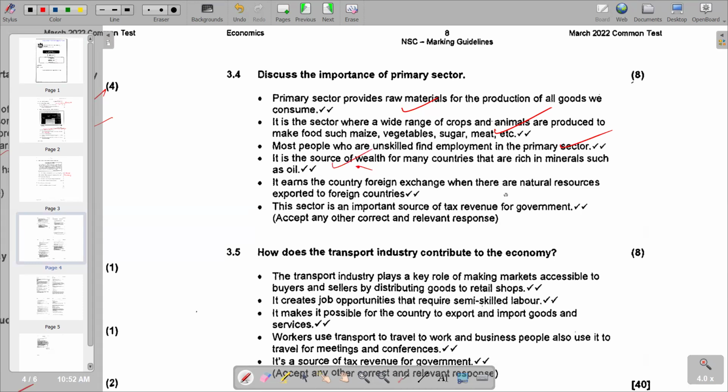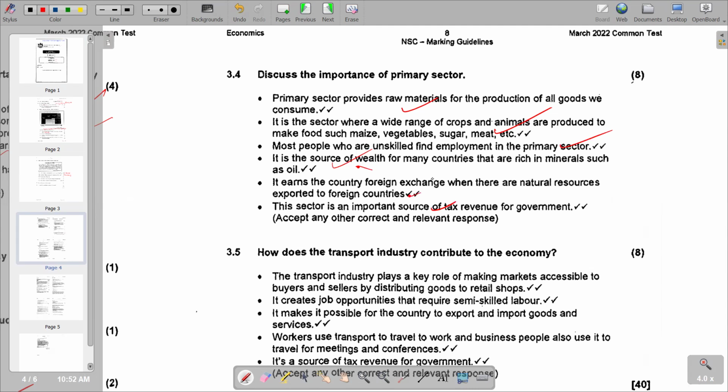It is a source of foreign exchange where natural resources are exported to foreign countries for foreign currencies. So obviously, when we have excess in the primary sector, we are going to export, and then the country will earn foreign currency, which is a positive in terms of securing our foreign currency reserves. Then we have our next one. This sector is an important source of tax revenue for government. Remember, it is also taxed in the private sector, and that becomes a source of revenue. So this is what we have.